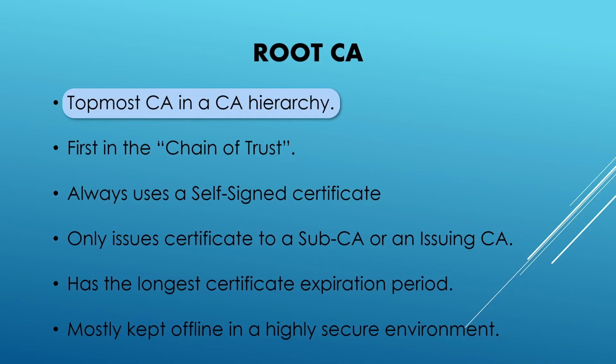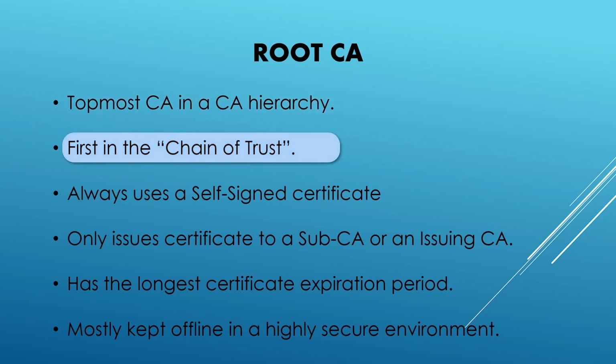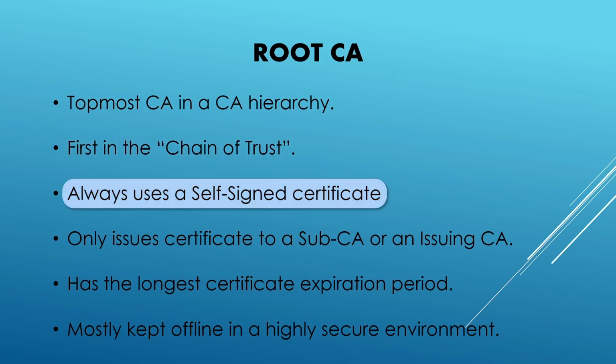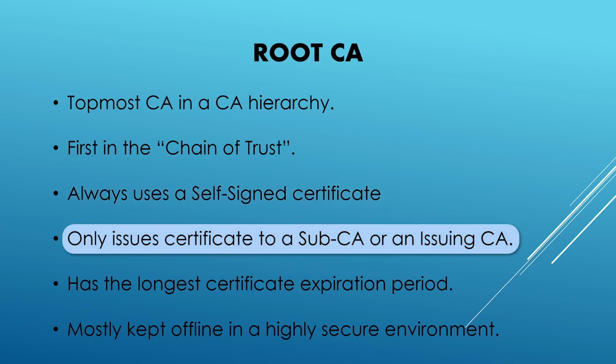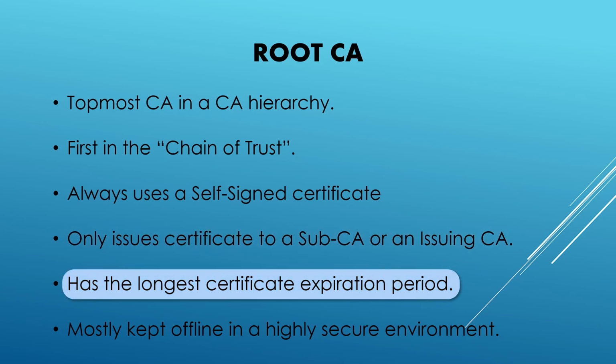A root CA is the topmost CA in a CA hierarchy. A certificate's trust chain will always start with a root CA, and then it branches over to other CAs below that. A root CA always uses a self-signed certificate. A root CA is used for issuing certificates to a subordinate CA or an issuing CA. An expired or a revoked root CA certificate would affect the entire trust chain.